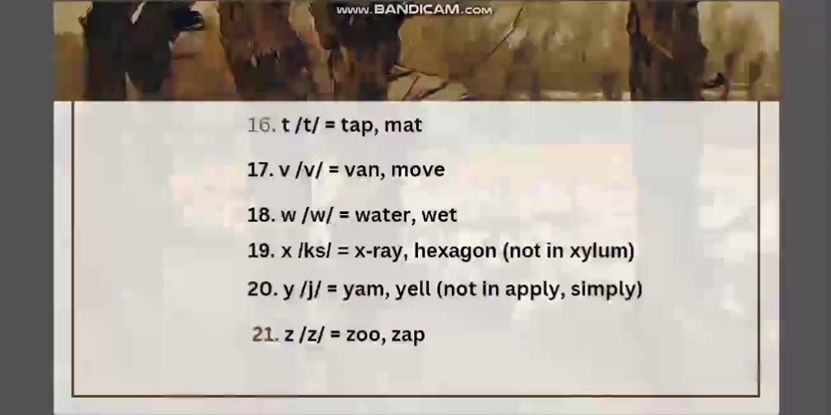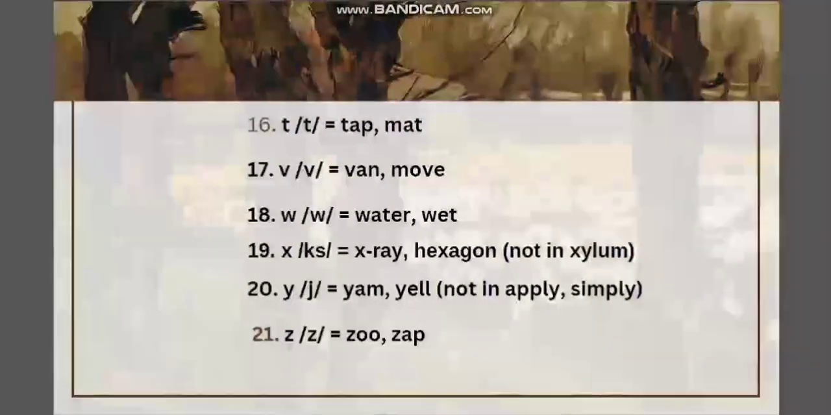Now number 20, letter Y, sounds Y, as in yam, yell. And please, it's not the same thing when you see letter Y usually ending a word. It doesn't take that sound Y anymore. You can see it in "apply," where it takes the sound I, and "simply," where it takes the sound E.